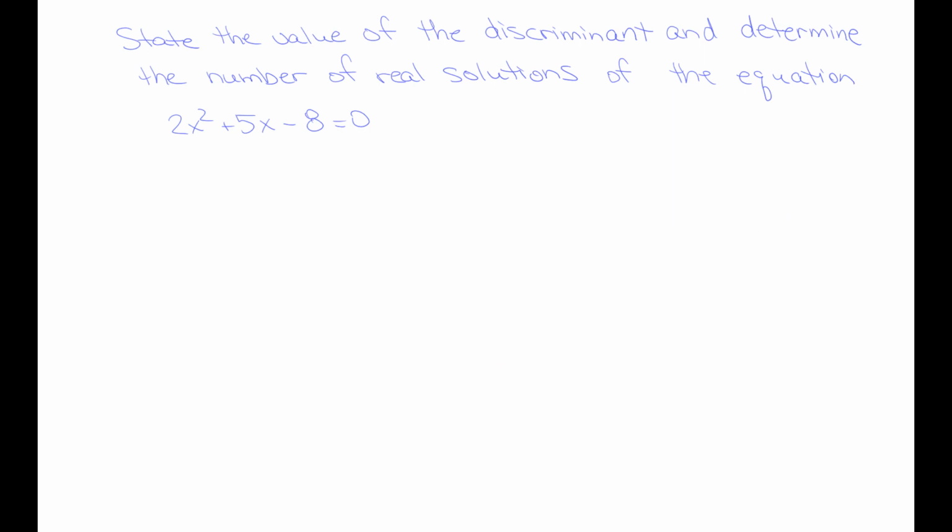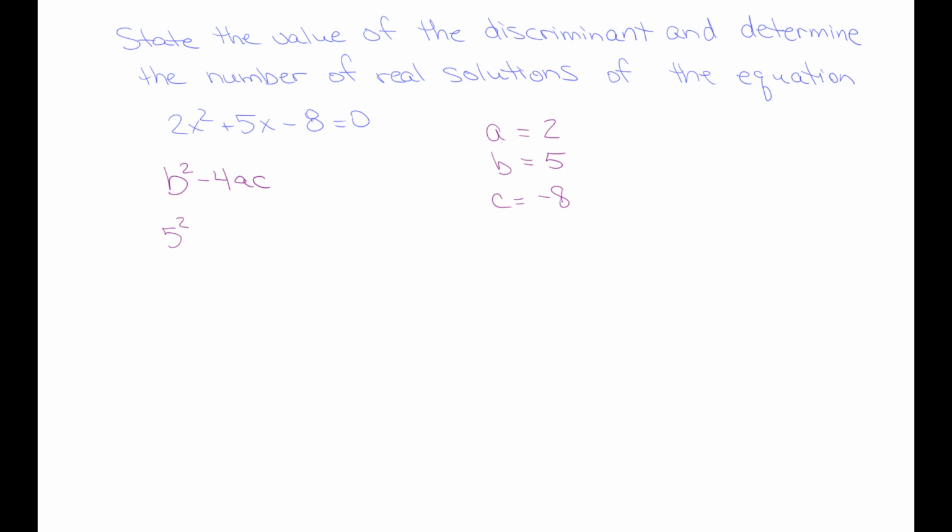This is another problem where they want you to state the value of the discriminant and determine the number of real solutions for the equation. Again, like I said, real solutions and real roots, same thing. It's where the graph would cross the x-axis. So the formula for the discriminant is b squared minus 4ac. Let's list what our a, b, and c are for this problem. The a is 2, b would be 5, and c would be negative 8. So I'm just going to plug those numbers into the formula for the discriminant.